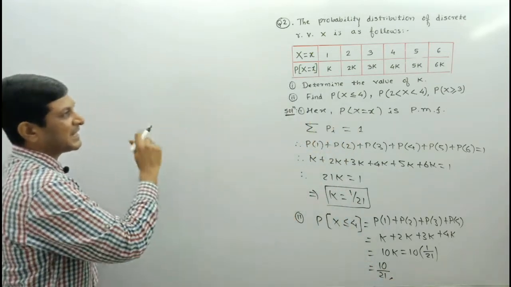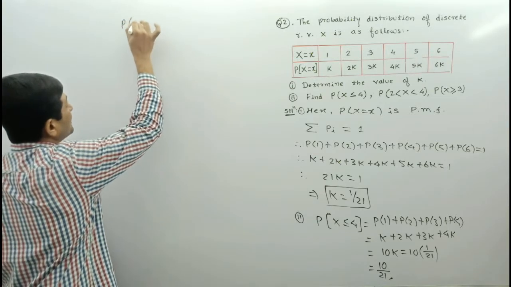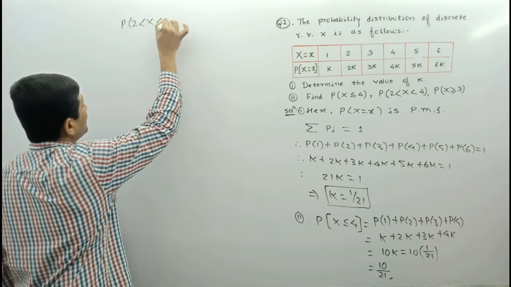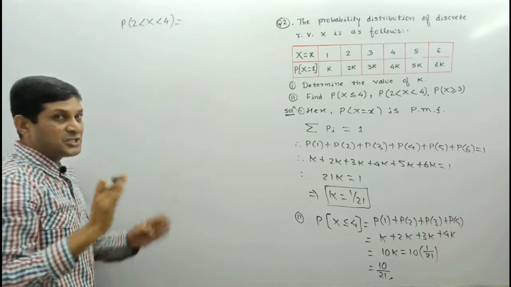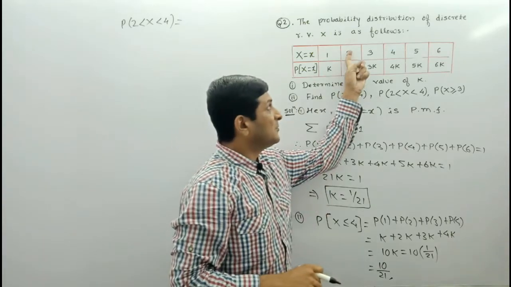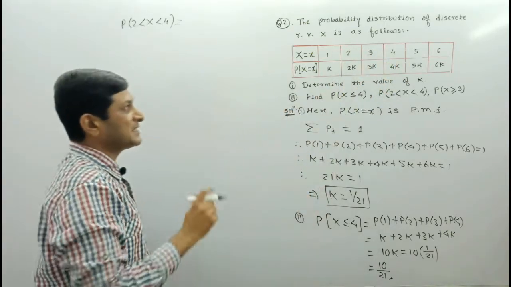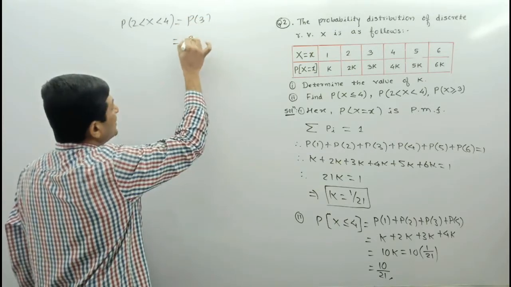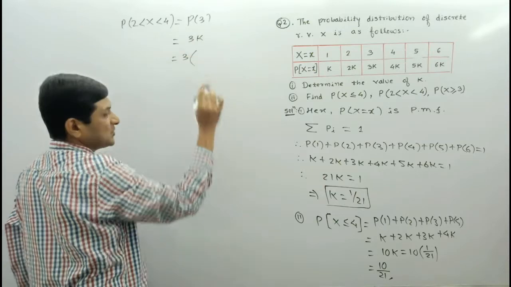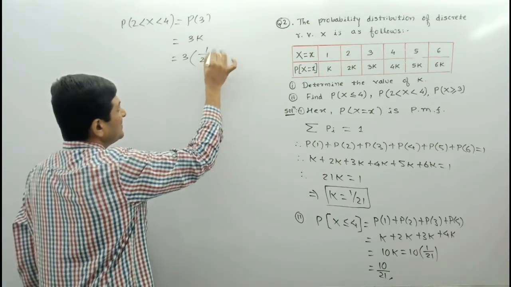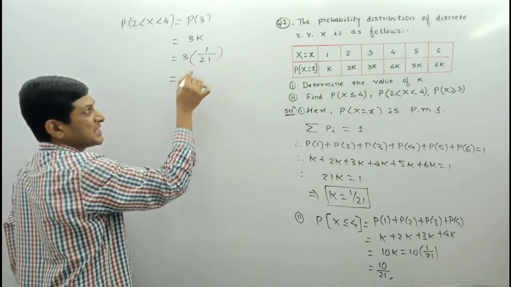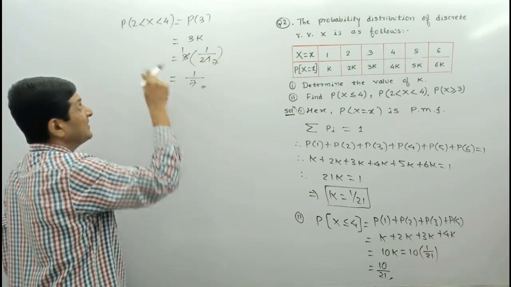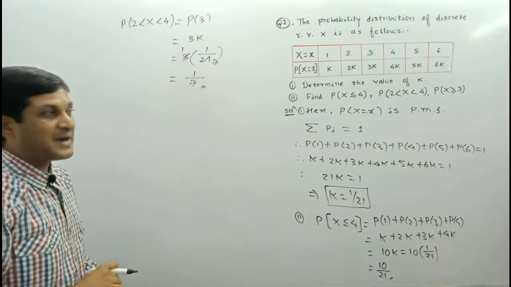Now see the second part. In this second part we have to find the value of P of X greater than 2 and less than 4. How many values of X are there which are in between 2 and 4? In between 2 and 4 only one value of X is there, that is 3, means its value is equal to P of 3, and P of 3 is 3K. I am replacing K by its value 1 by 21. Here we can observe that both the numbers are divisible by 3. 3 ones are 3, 3 sevens are 21, means what result are we getting? 1 by 7. 1 by 7 is our next required value.